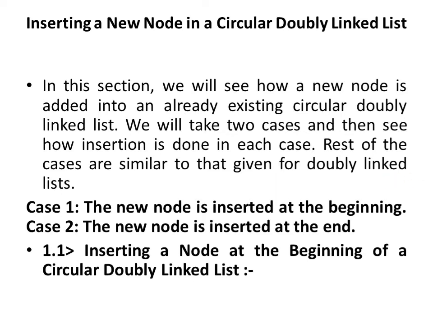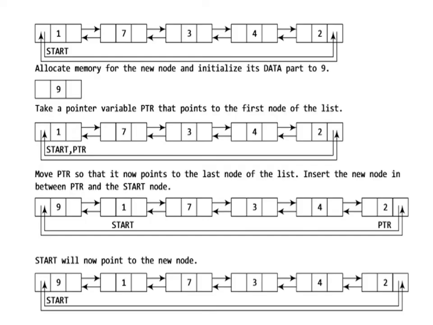First, I will take inserting a node at the beginning of the circular linked list. See here, you can see I am explaining diagrammatically, 1, 2, 3, 4, 5 nodes are there. Then I will start here: allocate memory for a new node and initialize its data part to 9. For that reason, I am taking a new node. Here we have explained how a node is created.